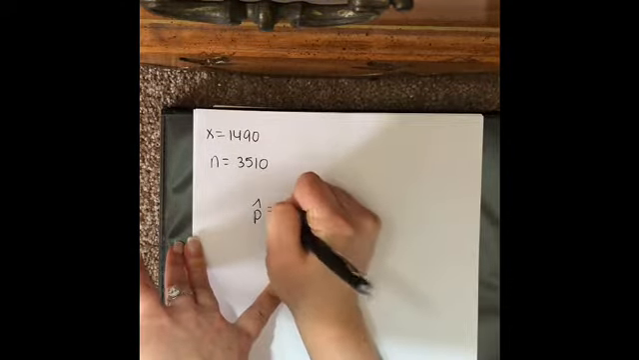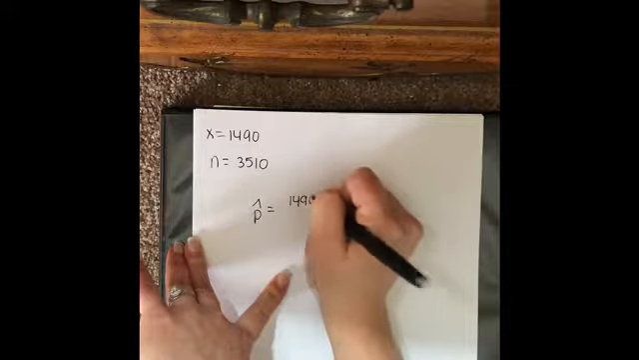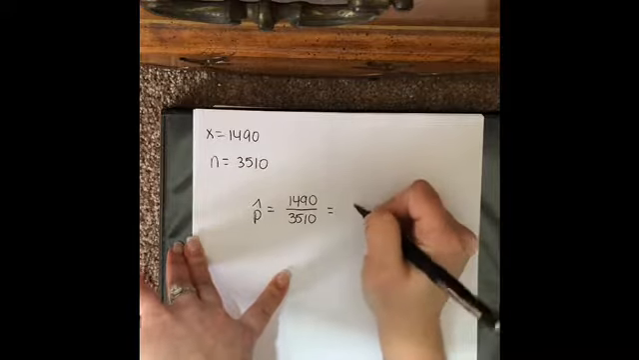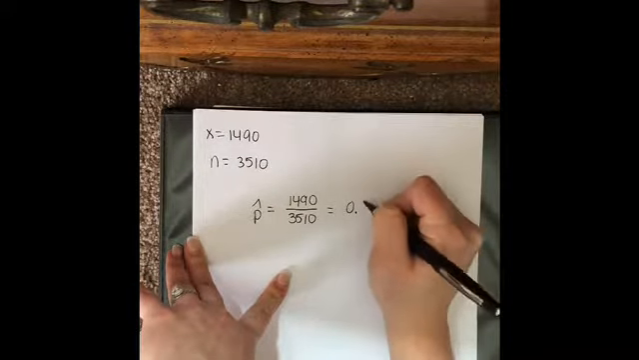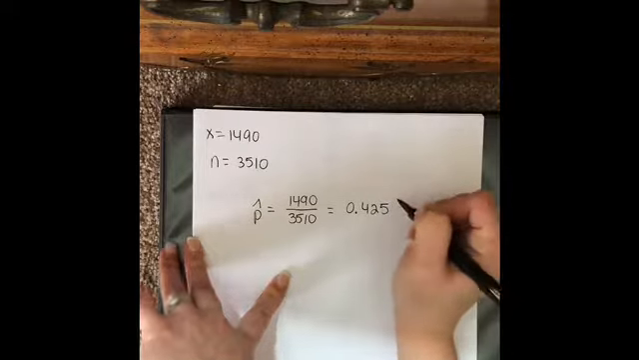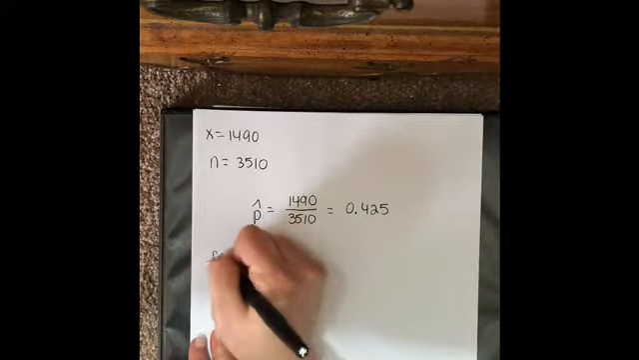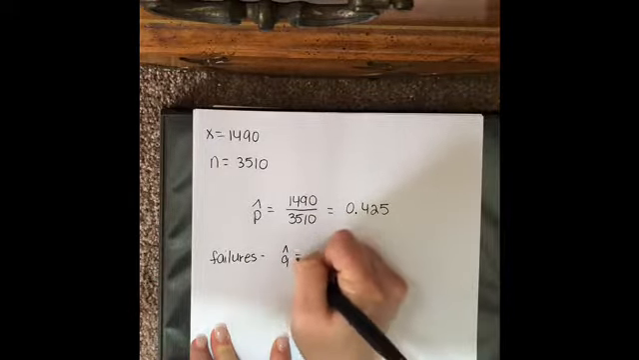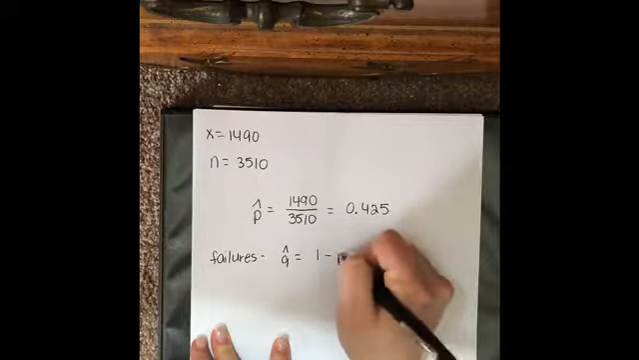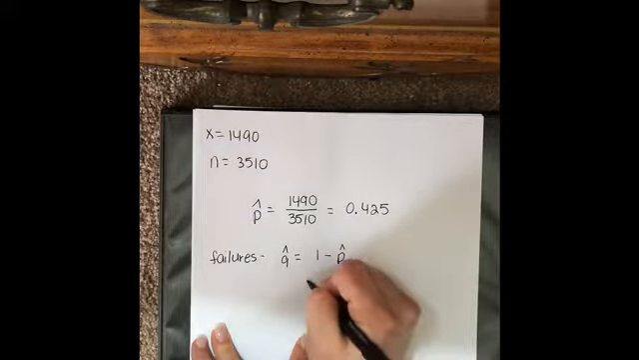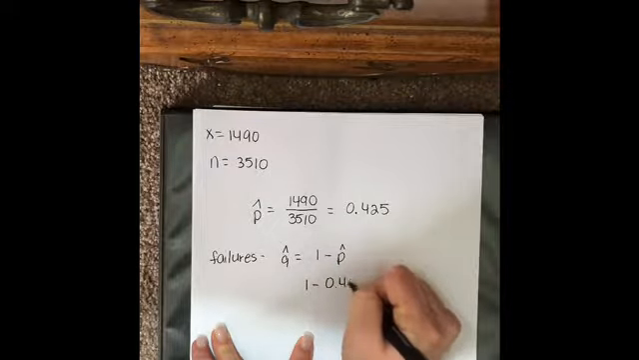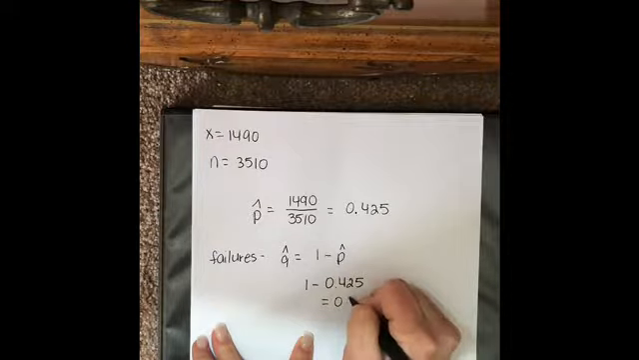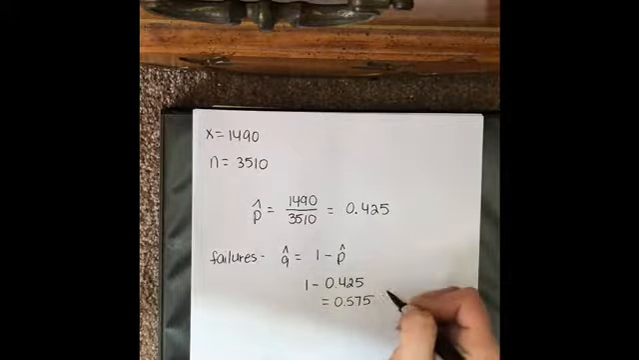p hat equals 1490 over 3510. And when you put that in your calculator, you should get 0.425. So to find the failures, we have to do q hat equals 1 minus p hat, which would be 1 minus 0.425 equals 0.575.